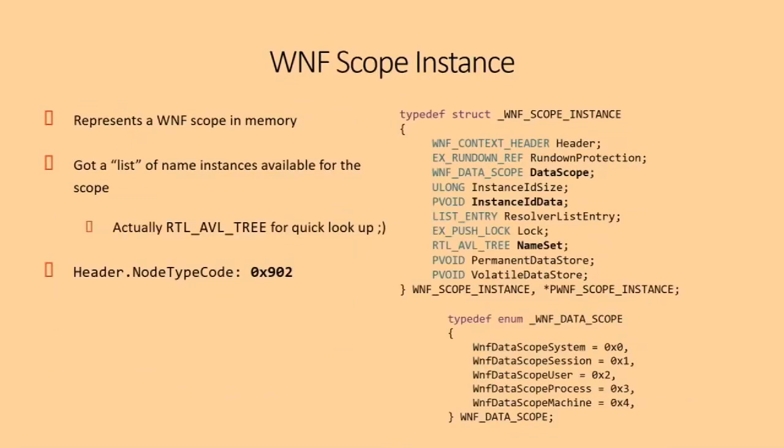As Alex told you, an event occurs in a specific scope. So the scopes are represented as scope instances. These scope instances give all of the stuff needed to identify the scope. And they also have a list of name instances that are available on this scope. Well, when I say a list, it's not a list, it's more like a binary tree that enables a quick lookup.